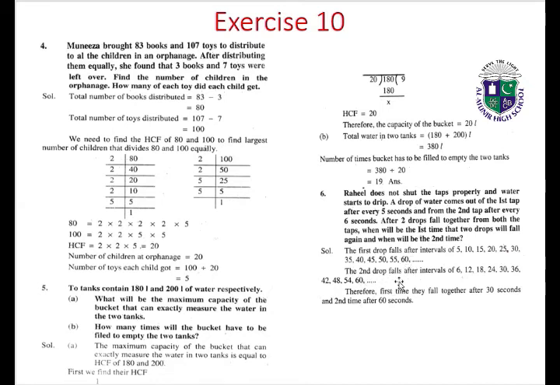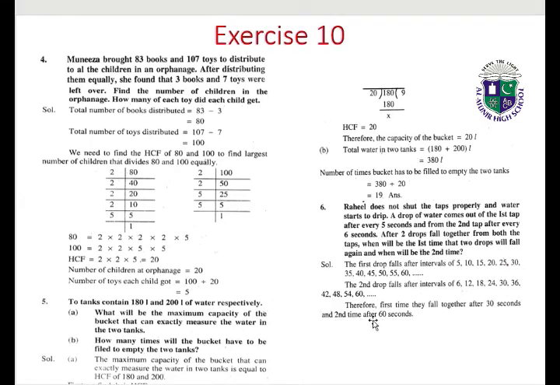The second tap drops fall after intervals of 6: 6 1s are 6, 6 2s are 12, 6 3s are 18, 6 4s are 24, 6 5s are 30, 6 6s are 36, 6 7s are 42, 6 8s are 48, 6 9s are 54 and 6 10s are 60. Therefore the first time they fall together is after 30 seconds and the second time after 60 seconds.